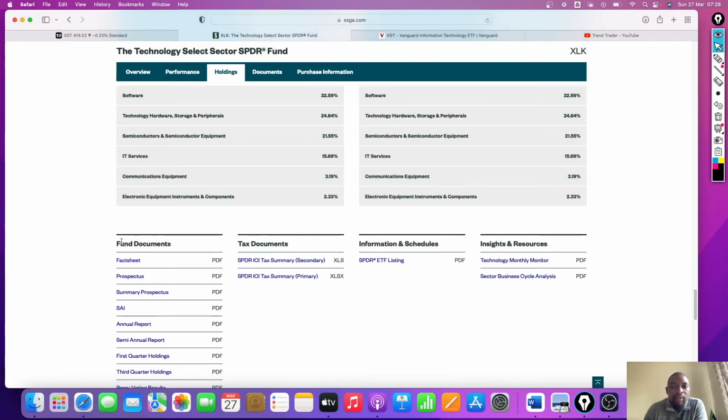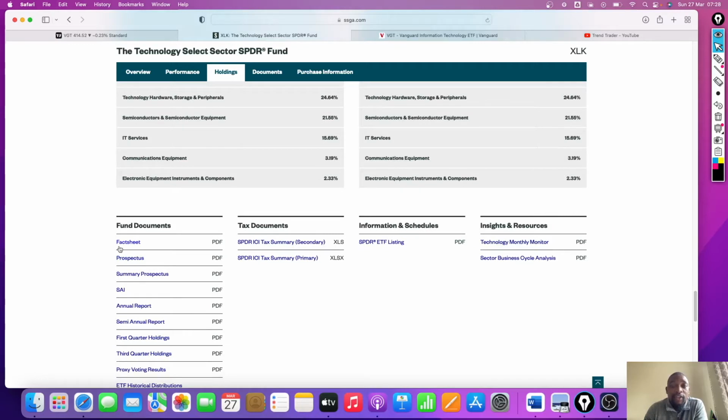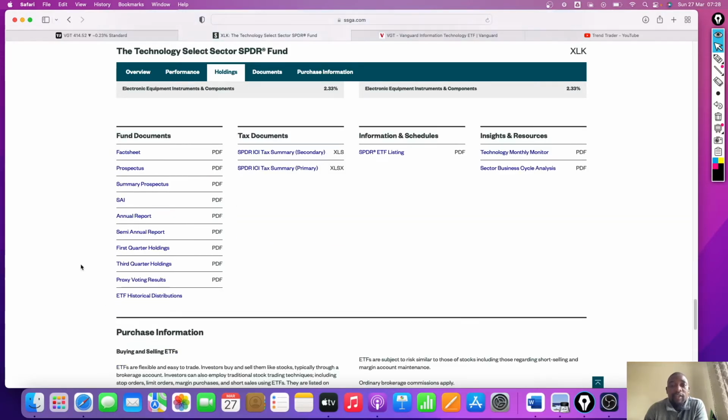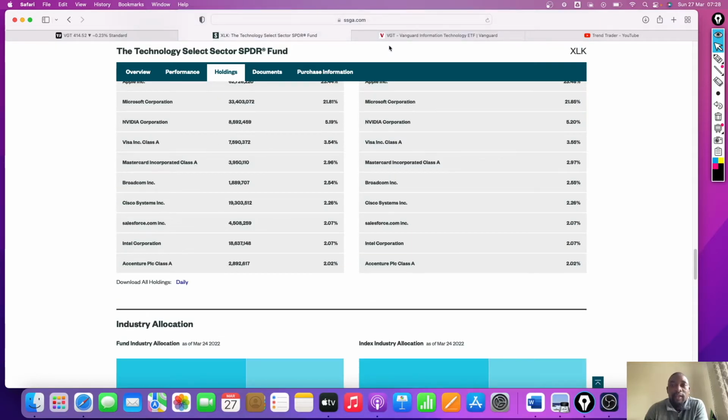And then there's a breakdown. Again, you can get the fact sheet, and then the prospectus, and also the ETF historical distributions. I expect them to have a similar distribution. The problem with SPDR is that once you click ETF historical, it does not take you directly to the XLK distributions, but you have to browse through until you find XLK. So I won't go to that at this moment.